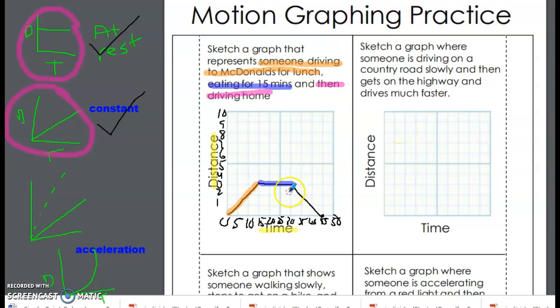So now, looking at my graph, and there's a lot of colors up here, but I'm really trying to make sure people see this. Okay? If I follow along in a green pen, I drove to McDonald's. Driving to McDonald's, stopping for 15 minutes, driving back to where we came from. Do you see that? Yes, sir. Everybody sees that? Yes, sir.